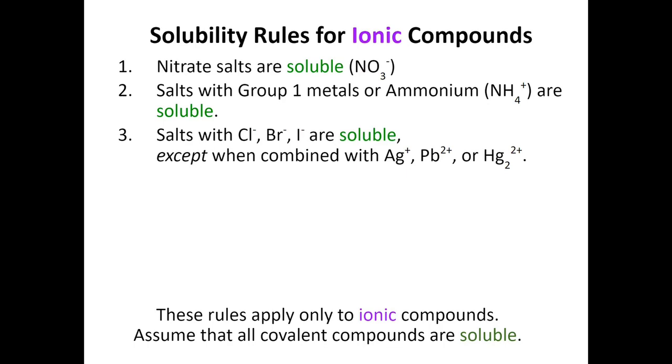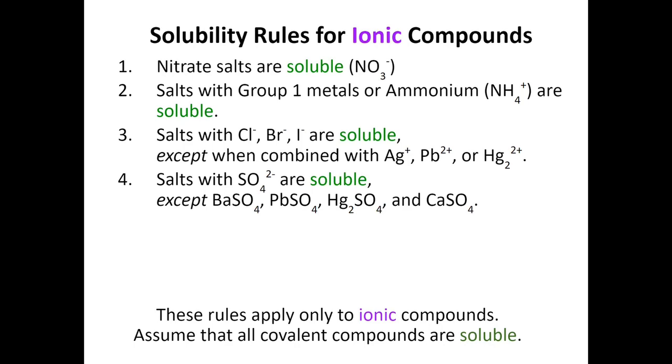Salts that contain chloride ion, bromide ion, or iodide ion are generally soluble, except when they're combined with silver ion. So like silver chloride, that was one of our examples earlier. That was a solid precipitate. Or lead ion, lead 2 specifically. Or, you won't often see this, but the Hg2 2+, that's actually a polyatomic ion. It's called the mercury 1 ion. If any of those three, chloride, bromide, or iodide, paired with that, it would not be soluble either. Rule 4, generally speaking, ionic compounds that contain sulfate ion are soluble, except for barium sulfate, lead sulfate, mercury 1 sulfate, or calcium sulfate. Those 4 salts are not soluble.